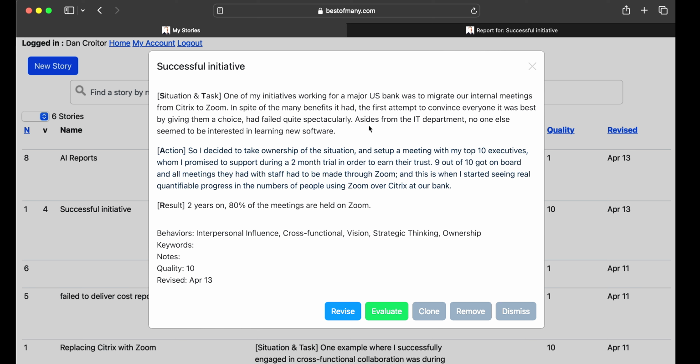Nine out of 10 got on board, and all meetings they had with staff had to be made through Zoom. And this is when I started seeing real quantifiable progress in the number of people using Zoom over Citrix at our bank. As a result, 2 years on, 80% of the meetings are held on Zoom.